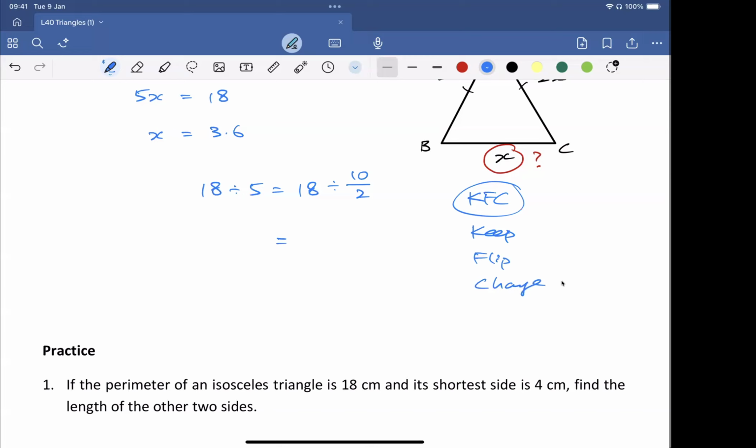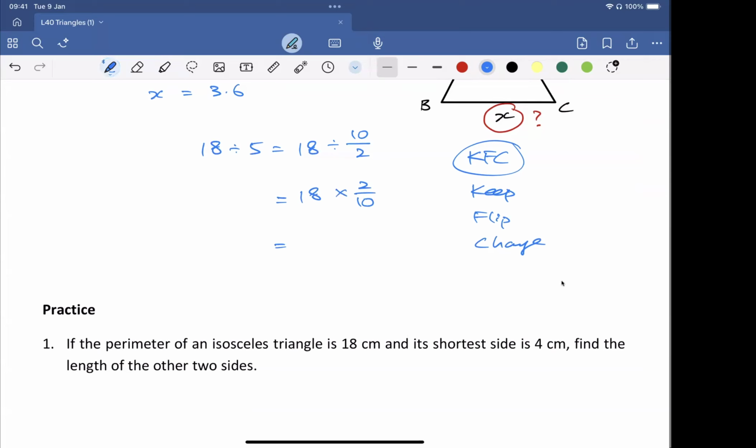So I'm going to keep the first number, flip the second number, and change it to times. So what must you do? That means you're just taking 18 times 2, then you divide by 10. So, one more time. If I want to take 18 divided by 5, I just need to take 18 times 2, then divide by 10.